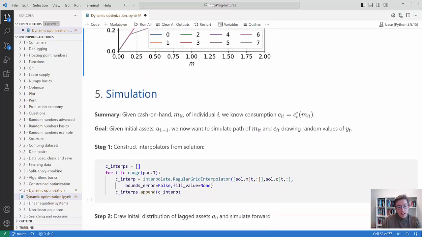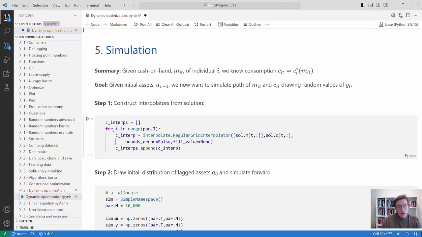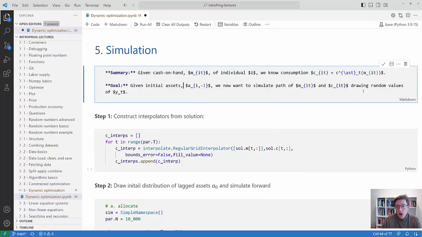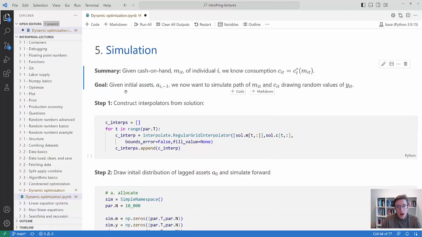But you can also ask a slightly different question, which is that if we have some initial assets, we now want to know a simulated path of cash in hand and consumption, where we draw random values of the idiosyncratic income. Okay, so how do we run such a simulation?